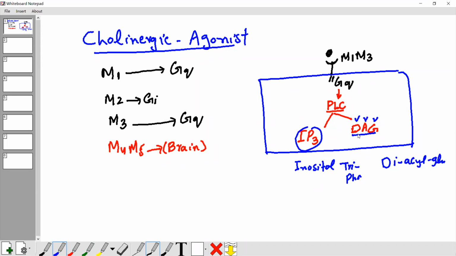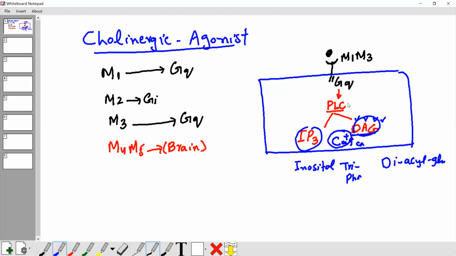These two second messenger system, they're doing what? They increase calcium. This is a very important thing to keep in mind. They increase calcium inside cell. Okay. These both systems, they help to increase calcium inside the cell. So what is the function of calcium inside the cell? If the muscle, then contraction. If the gland, then secretion.